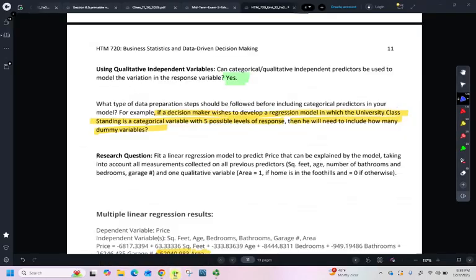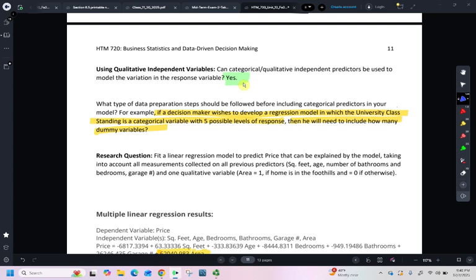So you see, whenever you want to include a categorical independent variable or explanatory variable, the first step you must take is the data preparation step. For instance, in the case of area, when it has two levels, I'm going to introduce one dummy variable. And the dummy variable is area itself, because the dummy variable will have 1 for one level and 0 for another level.